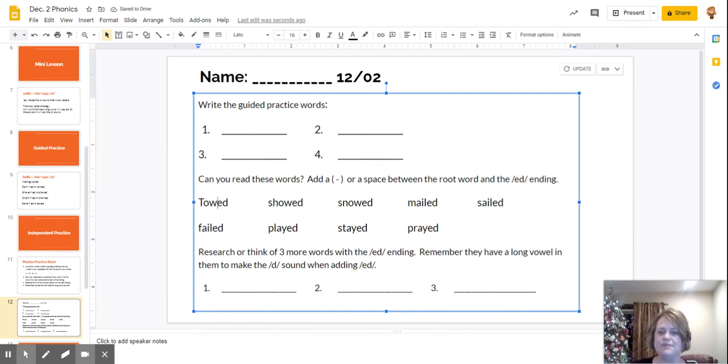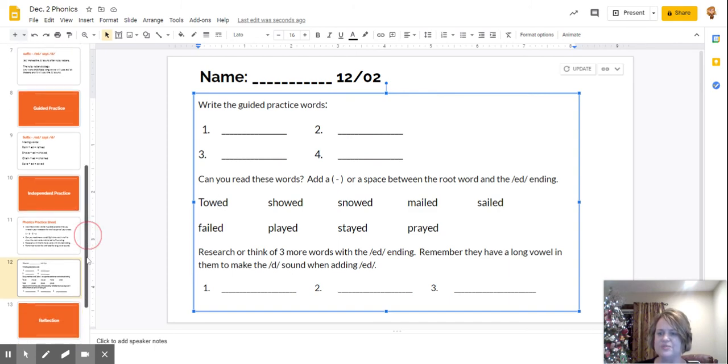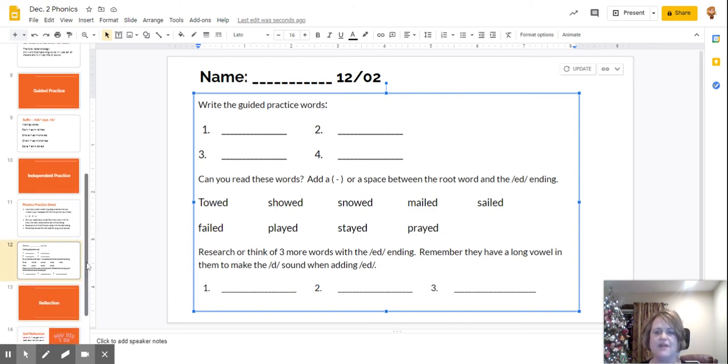And then at the bottom, you're going to research 3 new words that have the D sound using a long vowel. So you can explore that, or you can think of some other ones, or of course, if you cannot think of any other ones, you're more than welcome to use these words. Don't forget to read these to someone, or if you do not know how to read them, make sure you have someone tell you what they say. We want to make sure that you're reading all of those correctly.